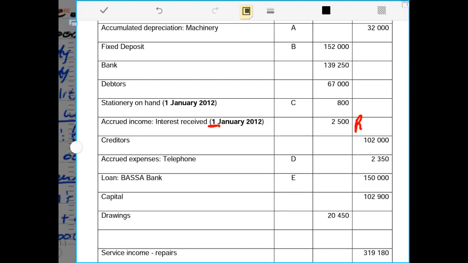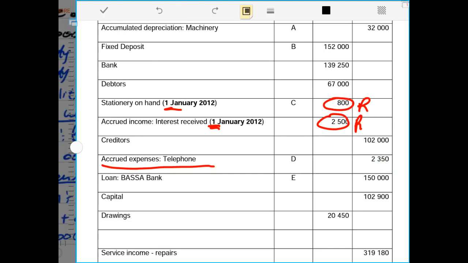So now we only have to do a reversal of this and a reversal of this, which is the 800 reversal and the 2.5 reversal. These are the only ones that need the reversal. We don't need a reversal here. Reversal here is not applicable, please, because it was accrued by the end of the current year.